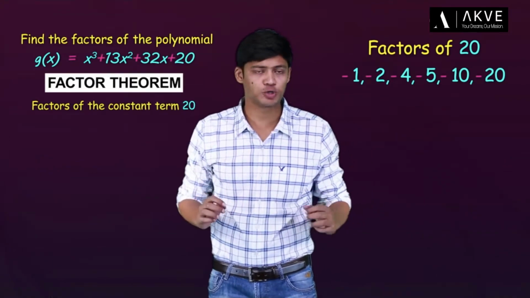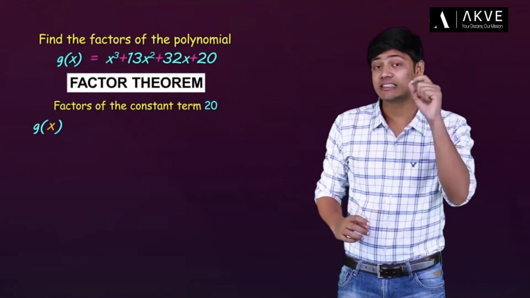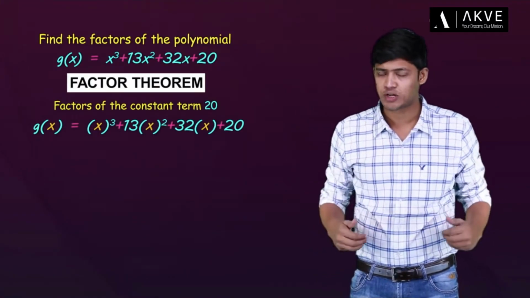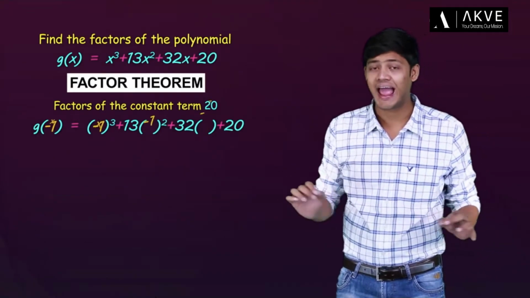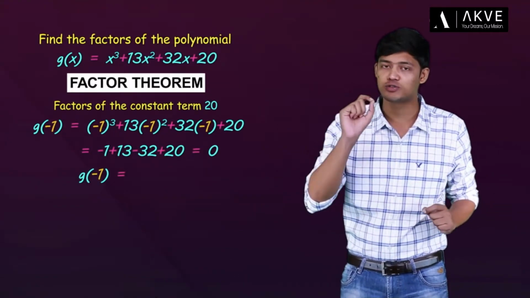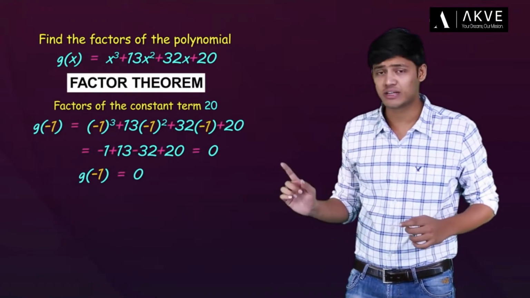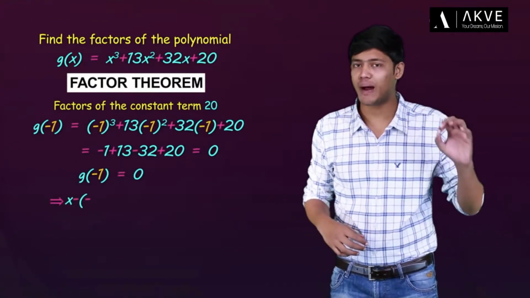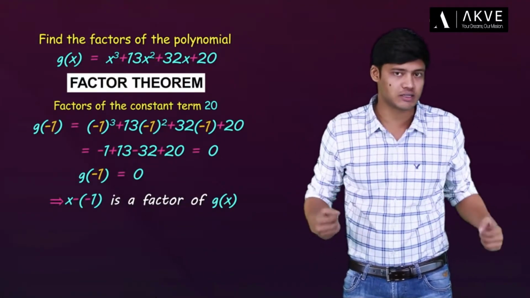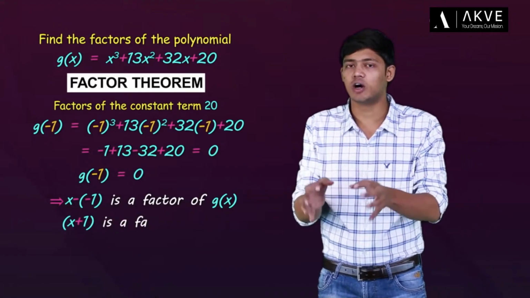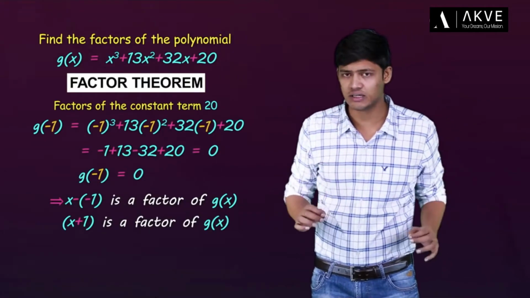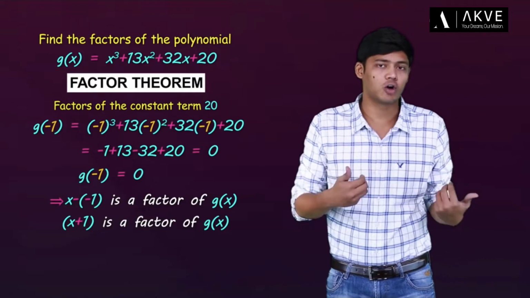First, let's substitute minus 1 in place of x and see whether g of minus 1 is equal to 0 or not. So, substituting minus 1 and calculating g of minus 1, we get g of minus 1 equals 0. So, from this we can conclude that x minus of minus 1 is a factor of the polynomial g of x, which implies that x plus 1 is a factor of the polynomial g of x. We can stop this process right here and find the remaining factors from what we already know.